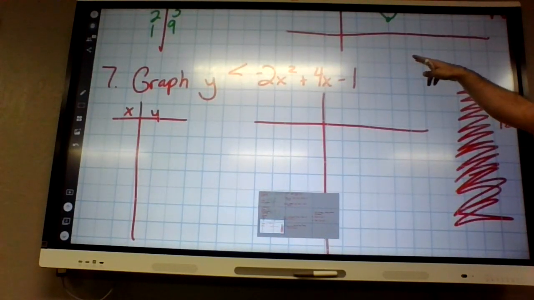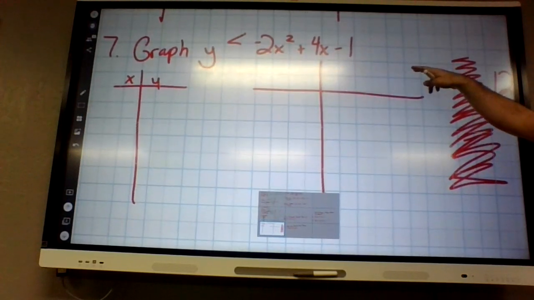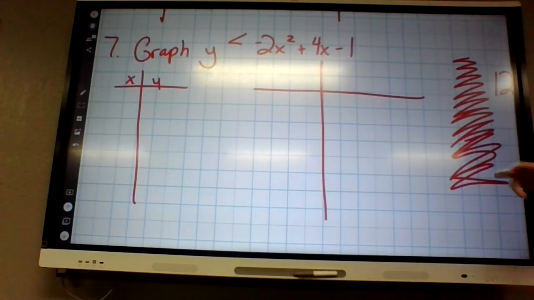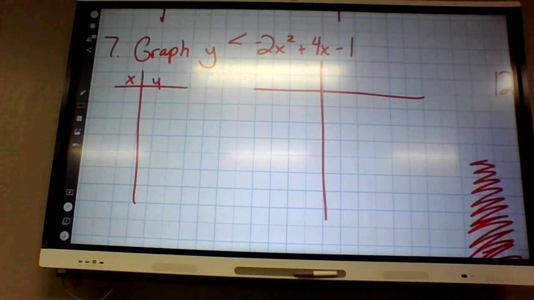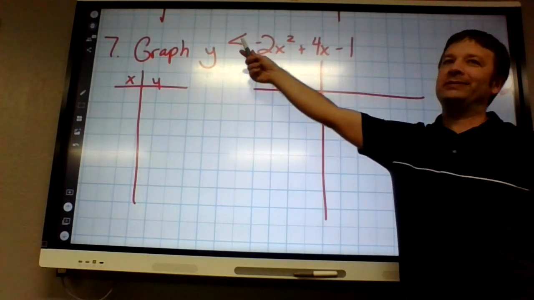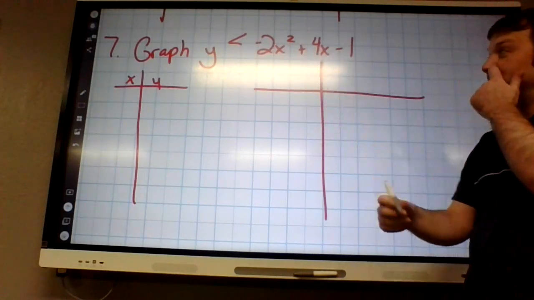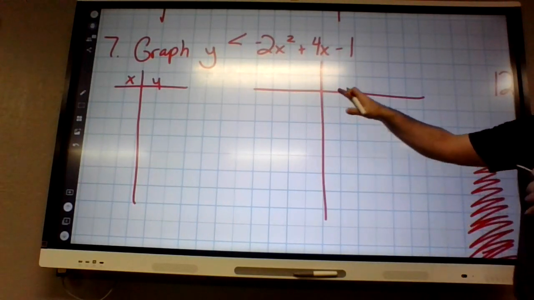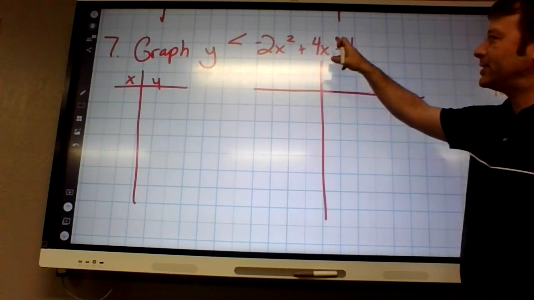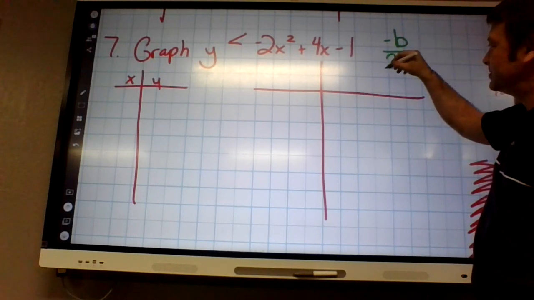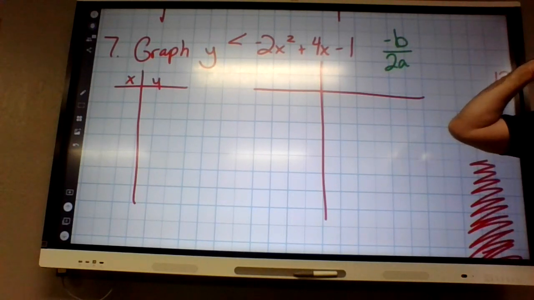Okay, number 7, what's different about this graph? Greater than, less than, inequality. It's less than, which means there's going to be shading. Shading is involved. Okay, and also it's in standard form, so how do I find the vertex? Negative b over 2a. You guys remember this from last week, right?